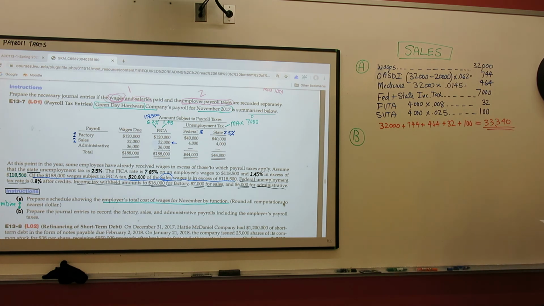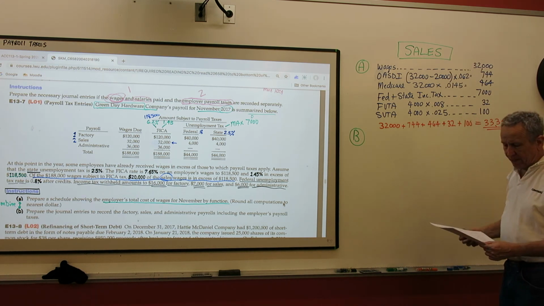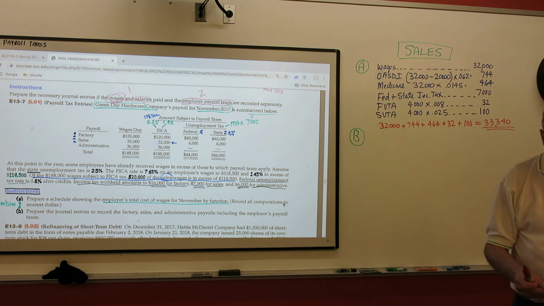All right, do we have our version 432? Yeah, that's it, that's the answer. So that's the total cost of the payroll for the sales staff. Now we got to make a journal entry for that. And the journal entry, let's see if we can do that real quick.